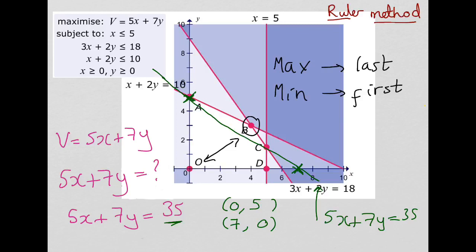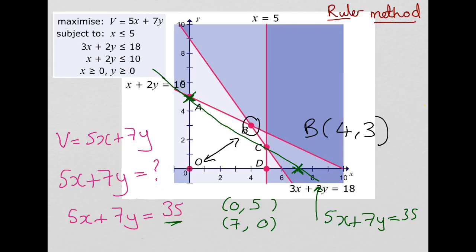So I found that B is my solution. B is the point (4, 3). So actually, I don't need to test every vertex now. All I have to do is find out when x is 4 and y is 3, what is the value of v, and we've already done it, it's 41. So the benefit of this over the vertex testing is you only have to test one vertex. The disadvantage, I guess, is you've got to draw this correctly, and if you don't choose a value that works nicely, you can have a very misleading line.